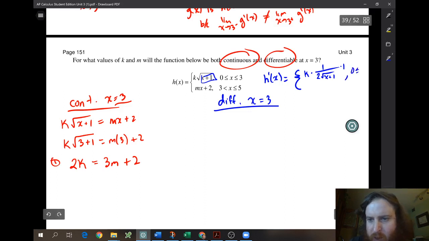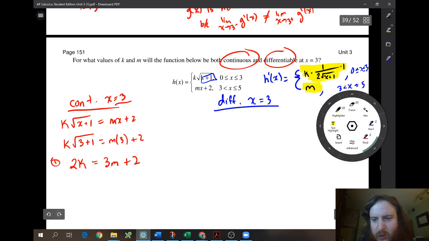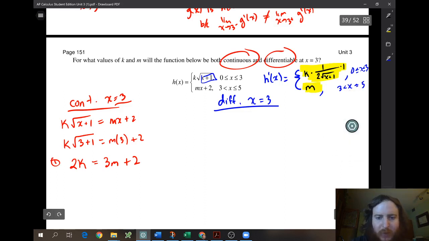That was for 0 less than or equal to x less than or equal to 3. Then in the bottom case, m is just a constant. What's the derivative of 3x? 3. The derivative of mx is just m. When 3 is less than x, which is less than or equal to 5. So now, for the differentiable case, we want those two sides to be equal. So you can rewrite it with the k on top if you want to, but I'm going to just write k times 1 over 2 square root of x plus 1 has to equal m.